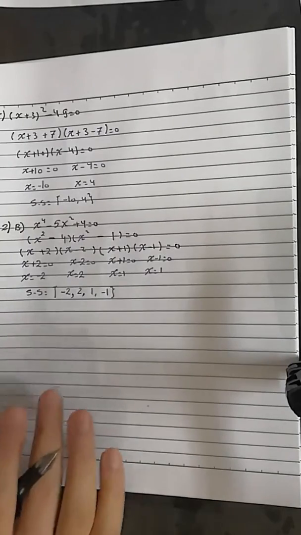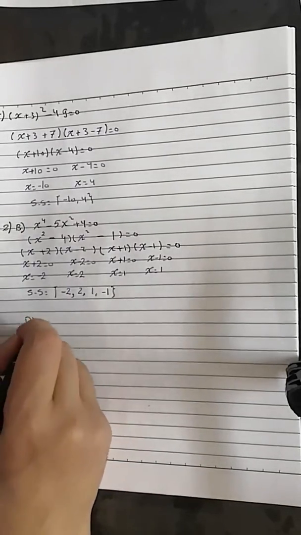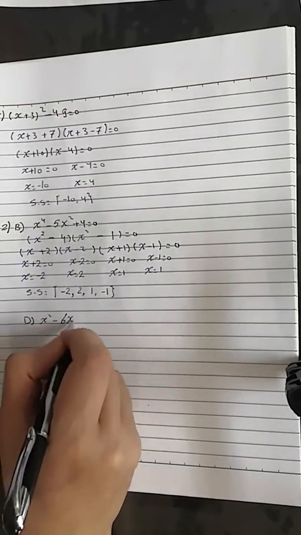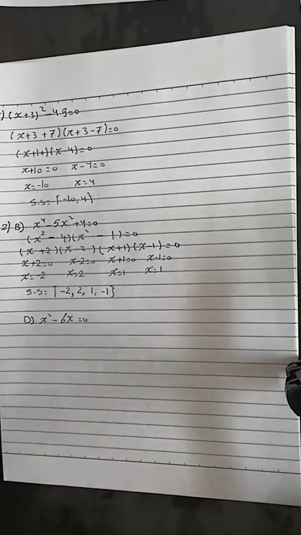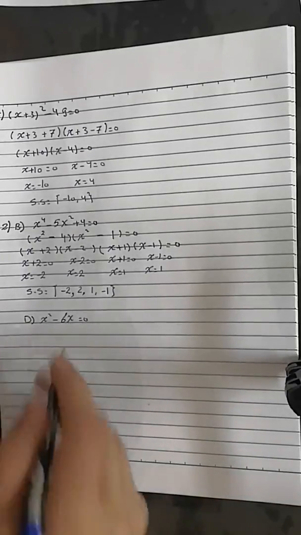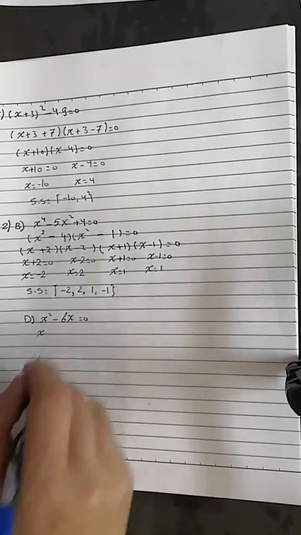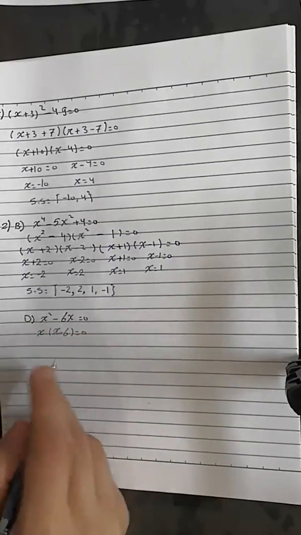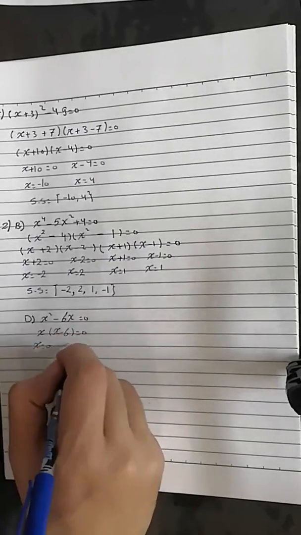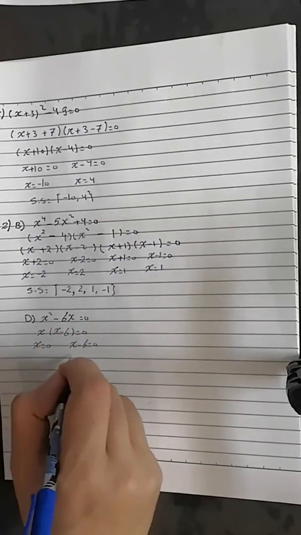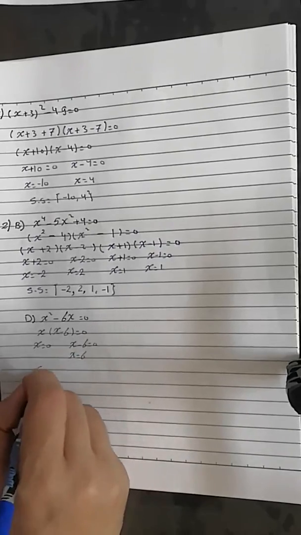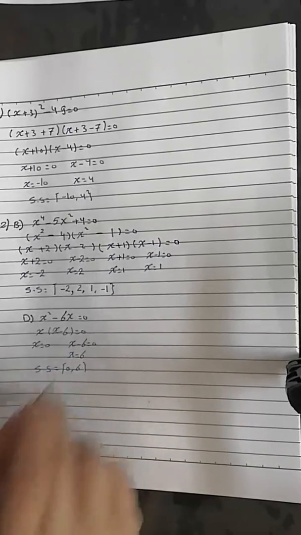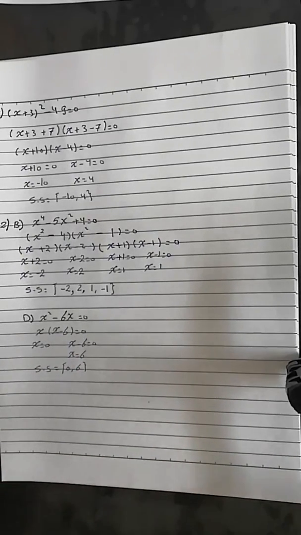Let's see letter D. It's a very easy one. x power of 2 minus 6x equals 0. I have to take x as a common factor. I will find now x minus 6 equals 0. So I have two terms, x equals 0 and x minus 6 equals 0. It means that x equals 6. So the solution set equals 0 and 6. That's it.